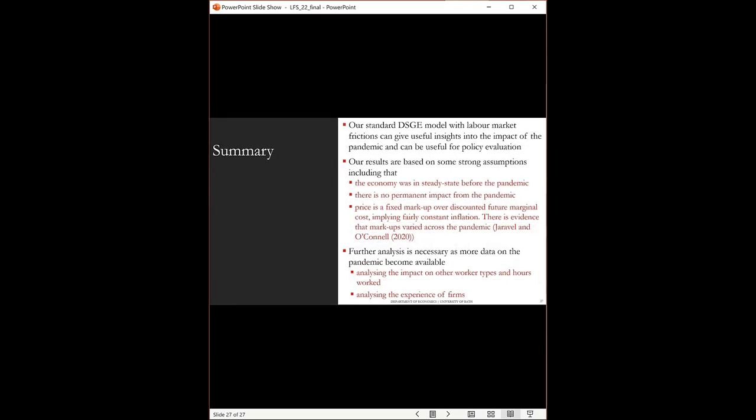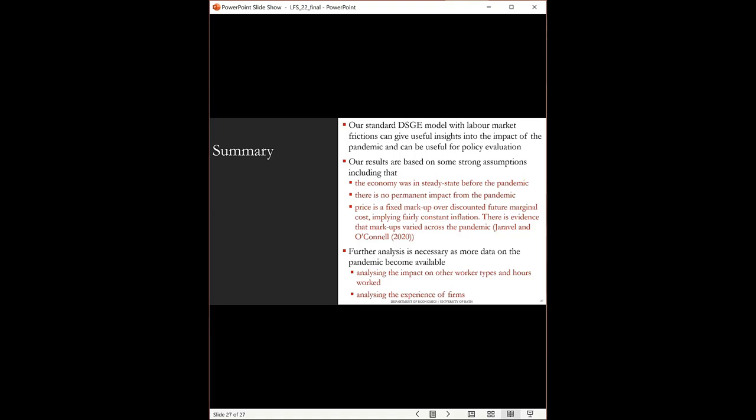So finally, our results show that a relatively simple DSGE model with labour market search can give some insight into what happened during the pandemic and can be useful for policy analysis. However, we made a series of strong assumptions. For example, we assumed that the economy was in steady state before the pandemic. This assumption was convenient for us to make because what we are looking at is the impact of the pandemic on the labor market. But what we could do better in future research might be to analyze the labor market for a longer period before the pandemic, say the decade before the pandemic, and compare that to the data during the pandemic.